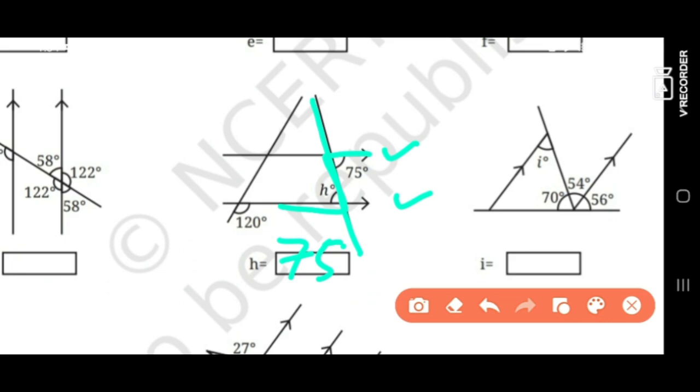Again, first we have to observe the parallel lines. The arrows indicate the parallel lines. These two lines are parallel. This is acting as the transversal. Again, they both are on the opposite sides of the transversal but in the interior. So angle I is equal to 54 degrees.